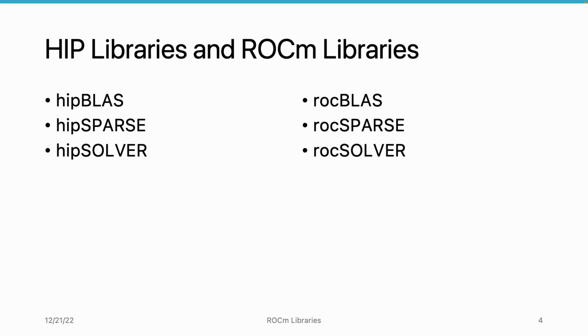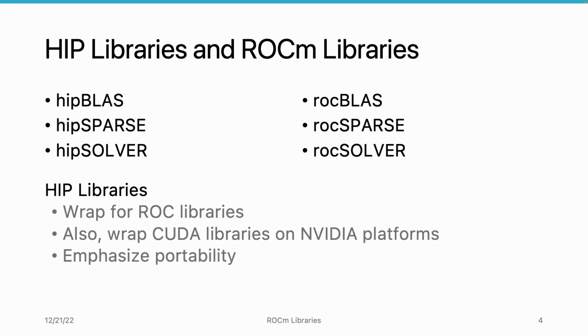This is because ROC libraries are implemented for AMD GPUs, but the HIP library is just a wrapper for ROC libraries. HIP libraries emphasize portability so that it also wraps the CUDA library so that you can run it also on NVIDIA platforms. But the ROC libraries emphasize native performance, so if you want extreme performance, you probably want to use ROC libraries. According to our profiling result, using HIP libraries will actually not add too much overhead, and the performance is basically equivalent, and you get portability if you use HIP libraries.